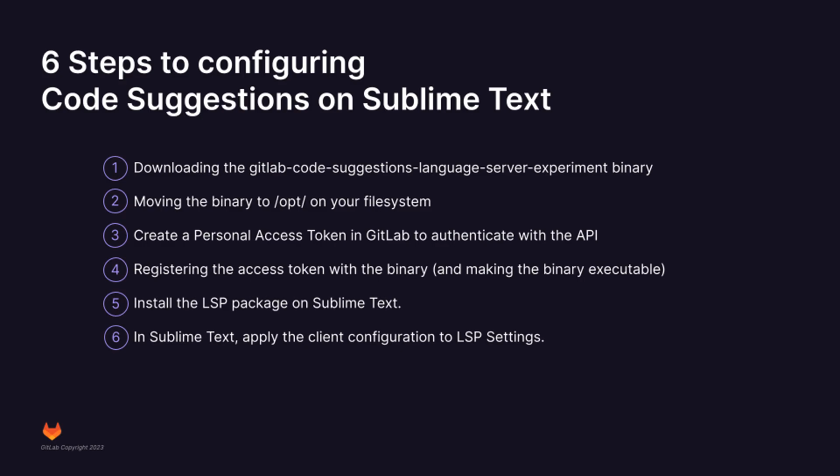There are only 6 steps to configuring code suggestions on Sublime Text. First is downloading the GitLab Code Suggestions language server experiment binary, moving that binary to the OPT folder on your file system to match with the documentation, and then creating a personal access token in GitLab to authenticate with the API. Then we register that access token with the binary and make the binary executable so we can call those commands. And finally, we have to install the LSP package on Sublime Text and apply the client configuration so that the LSP package can recognize the binary for the GitLab Code Suggestions that we installed.